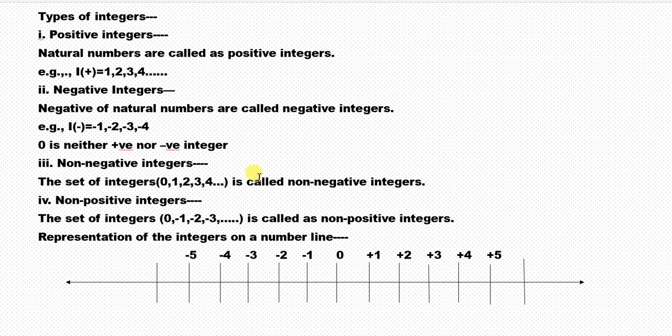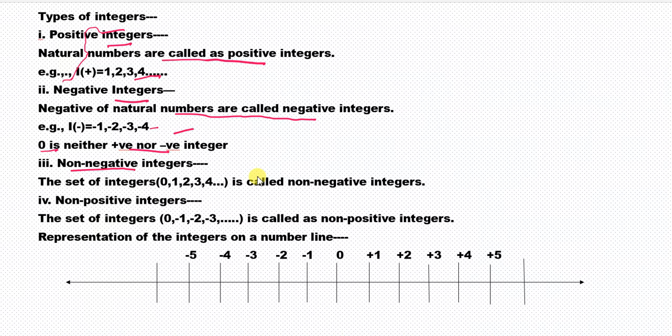Types of integers. Positive integers: natural numbers are called positive integers, 1, 2, 3, 4. Negative integers: the negatives of natural numbers are called negative integers, for example -1, -2, -3, -4. 0 is neither a positive nor a negative integer. Mind it.